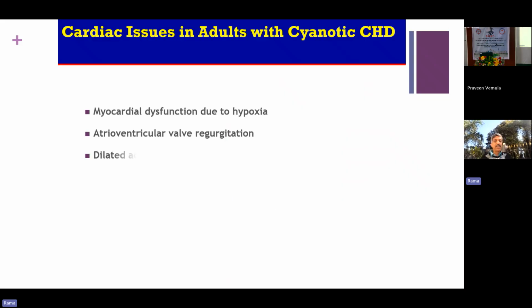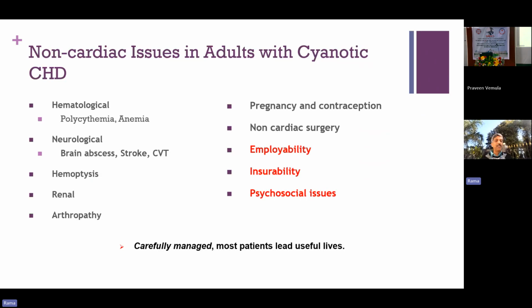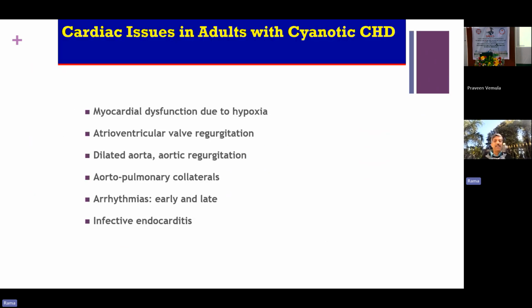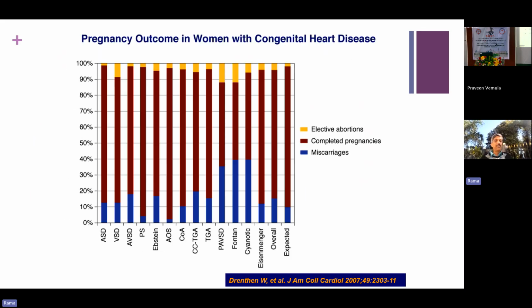So these are some of the issues that can happen. The cardiac issues that can happen: myocardial dysfunction, AV valve regurgitation, dilated aorta is emerging as a very important thing, aortopulmonary collaterals, arrhythmias, and infective endocarditis. These are the non-cardiac issues that can happen. So a lot of these issues are there, but these two slides are very important.